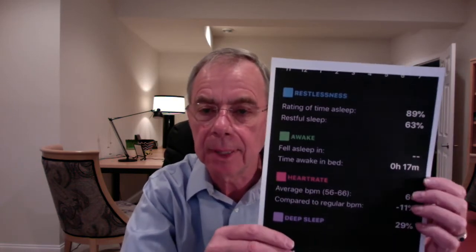Along with that app, you get a nice little screenshot on your iPhone when you wake up in the morning. It rates your quality of sleep, your restlessness, your rating of time of sleep. In my case it was 89%. Restful sleep, 63%. Wish that were a little higher. I was awake only 17 minutes, and that's when my next door neighbor started the engine on his truck. My heart rate, 60 beats per minute on average, about 11% lower than it might normally be when I wasn't sleeping. And most of all, 29% of my sleep was deep sleep. If you read on sleep and sleep quality, experts usually say 20 to 25% or more of your sleep should be that deep sleep cycle.